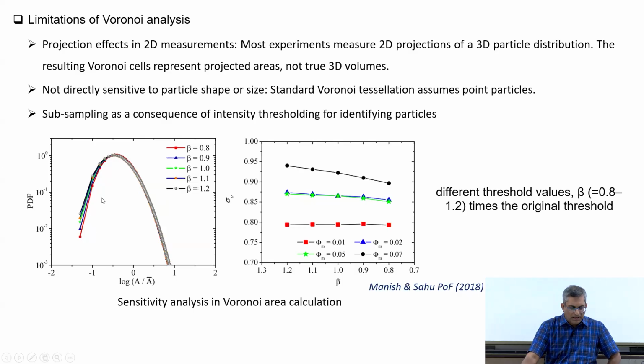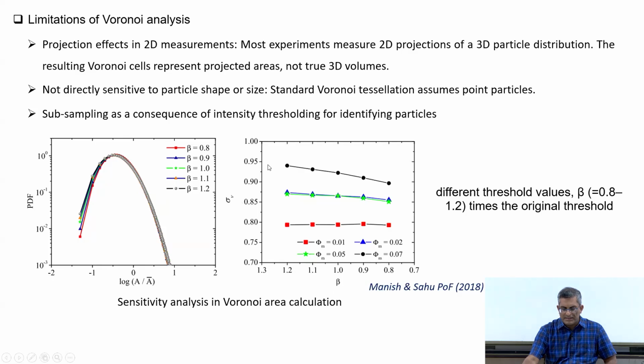However, as you can see here, we have seen how this PDF of the Voronoi cell areas changes as we change the intensity cutoff. You choose some optimum intensity cutoff, given by this parameter beta, and then we change the intensity thresholding. We increase it, we decrease it, and you see how the Voronoi cell area is affected, and you see that mostly the small scale cluster probability changes, but the change is small. And also how the degree of clustering changes as you change this beta value.